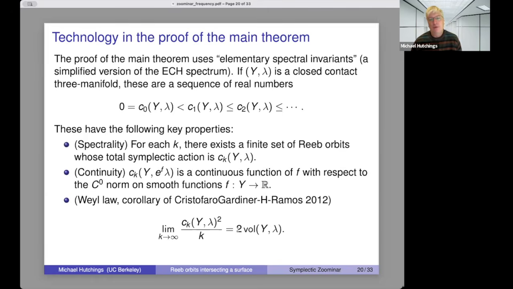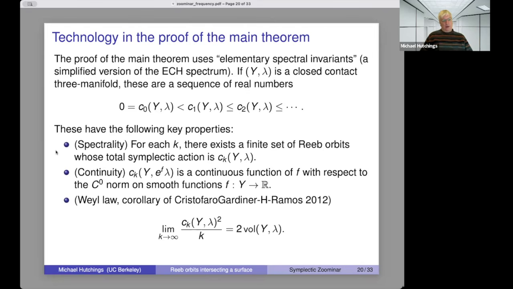So how am I going to prove this main theorem? The technology that we use are what I call elementary spectral invariants. And these are a simplified version of the ECH spectral invariants coming from embedded contact homology. It has similar properties, but a much easier definition. And what are they? Well, you input a contact 3-manifold, and you output a non-decreasing sequence of real numbers. And they have various properties.